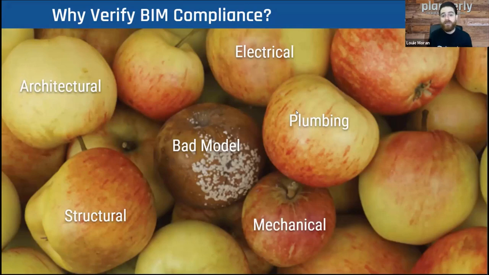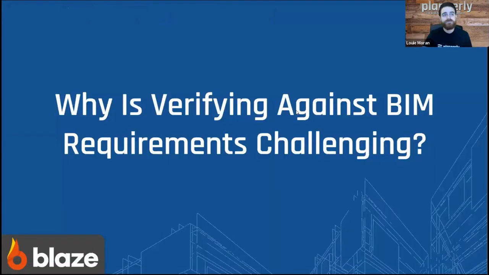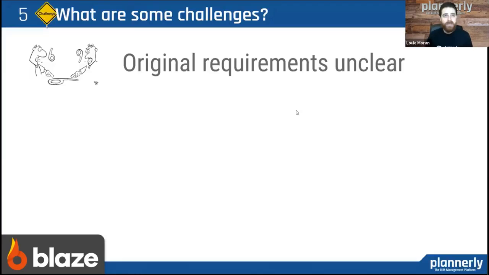How can we really expect or have accurate quantities or a budget estimate if we don't have all of the elements and components that we created in our BIM execution plan or we required in our plan? So very, very key to make sure we have a good quality model. So why is this a challenge? Requirements have always been unclear.